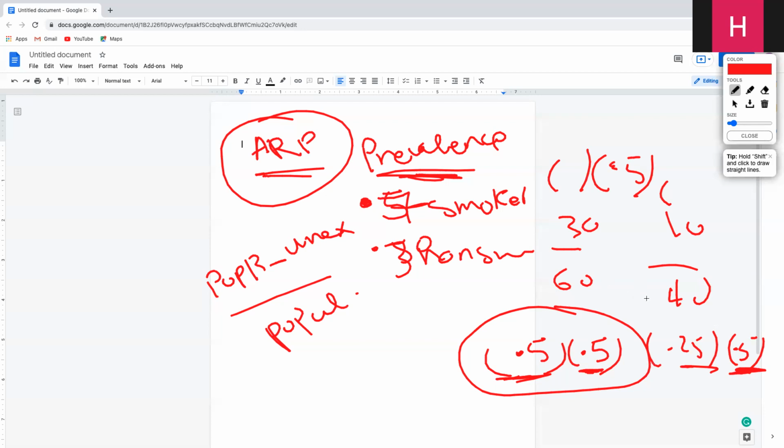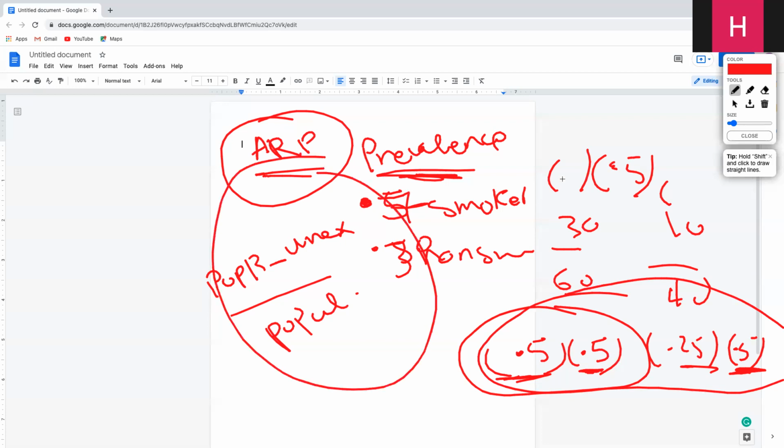And this is the only addition. That's why that question seems difficult or more complicated, but it's not. It's exactly as this. But when you are calculating the population risk, you will multiply the risk in the smokers times the prevalence, and the risk in the non-smokers times the prevalence. This is the only addition that you will add in that question.